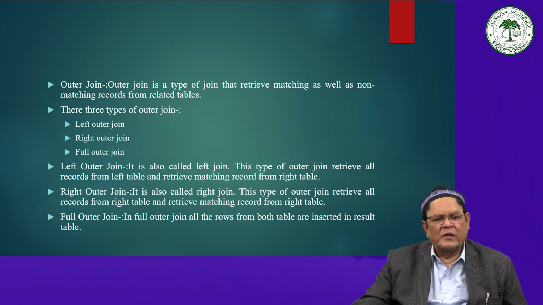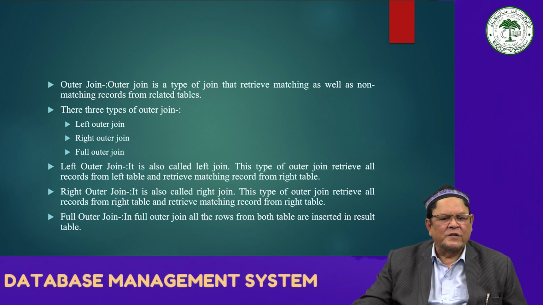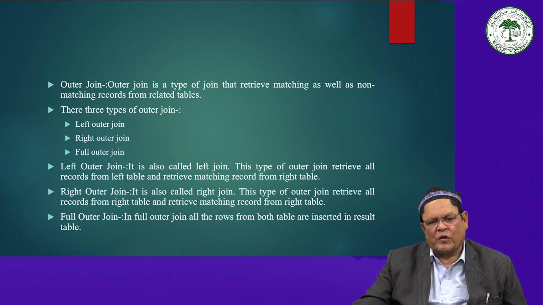Outer join. The outer join is the type of join that retrieves matching as well as non-matching records from related tables. There are three types of outer join: left outer join, right outer join, and full outer join. Full outer join. In full outer join, all the rows from both tables are included in the result table.